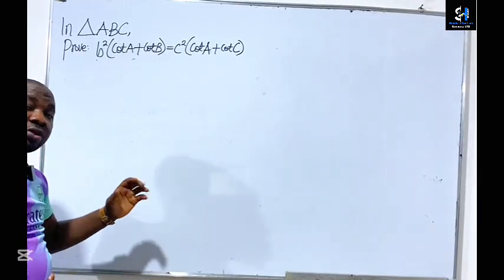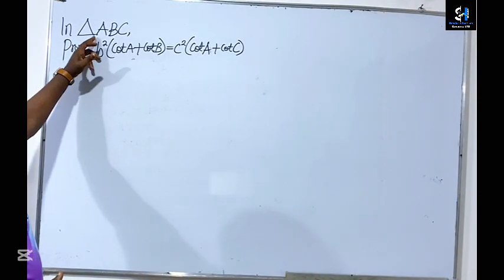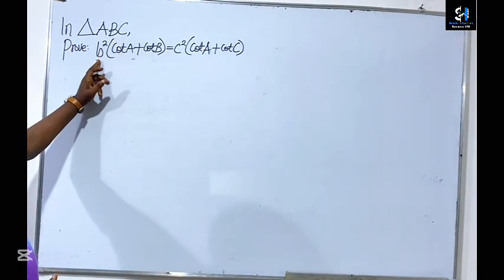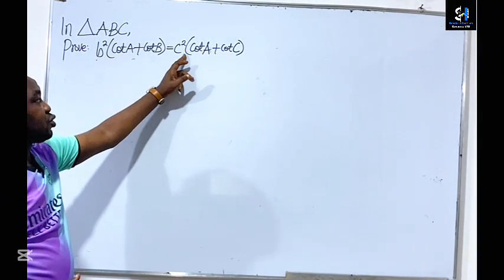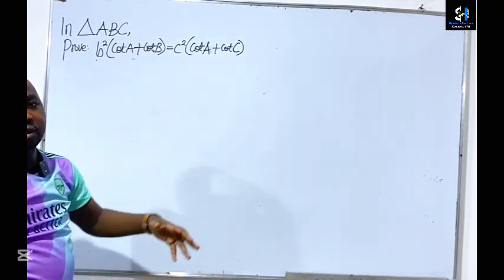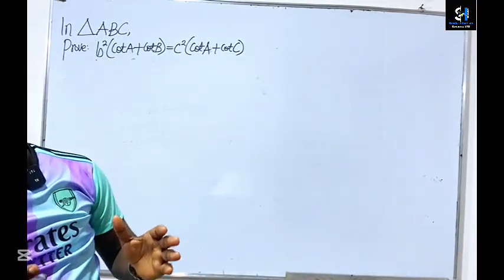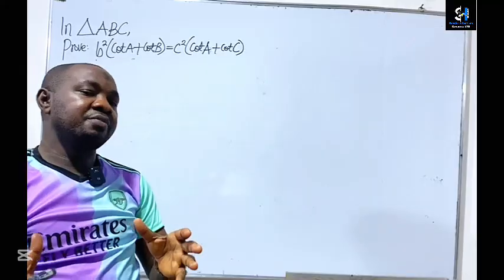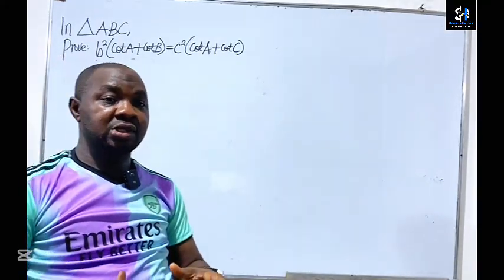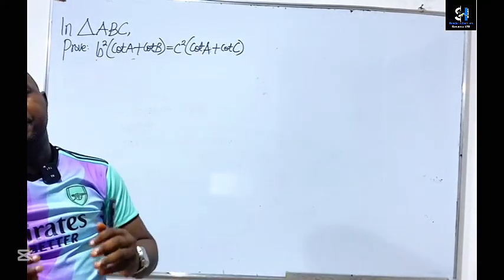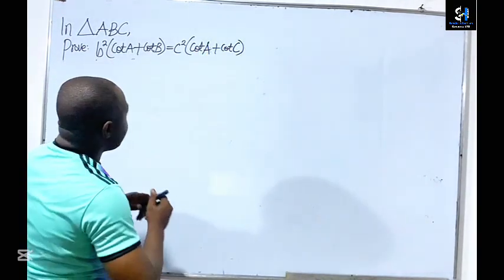Here is a question in which our task is to prove that in triangle ABC, b squared (cot A plus cot B) equals c squared (cot A plus cot C). Now, to prove this identity, we can use about 4 to 5 different methods. So I'm going to use one of the simplest methods. But first we need to establish that the left-hand side equals the right-hand side.